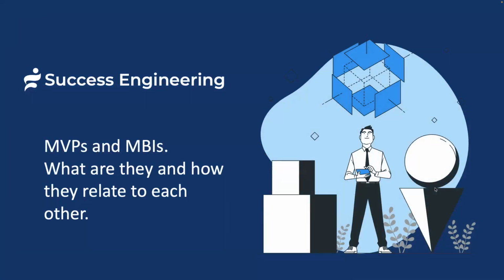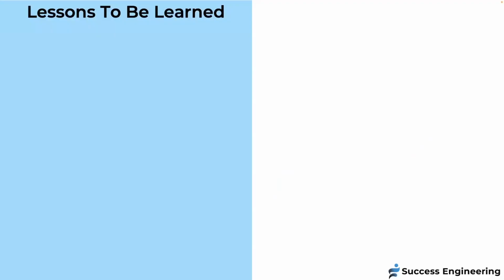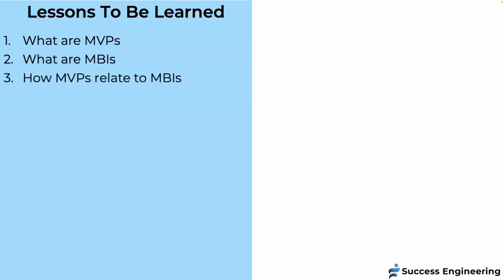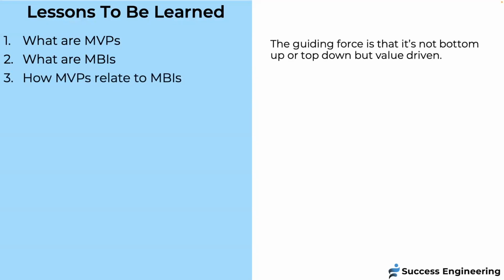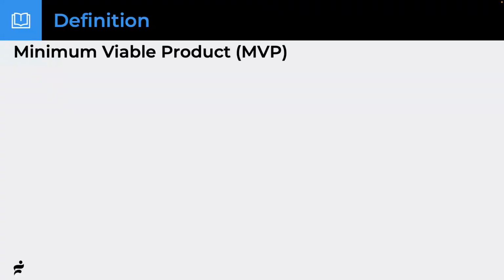This session we'll talk about MVPs and MBIs, both what they are and how they relate to each other. So what we'll learn is first, what are MVPs, what are MBIs, and how they relate to each other. The guiding force of this is that it's not bottom up or top down, but value driven. As we talked about in earlier sessions on the value stream, we want to look at the complete value that's created. And what we're working on must be clear and what it takes to do it.